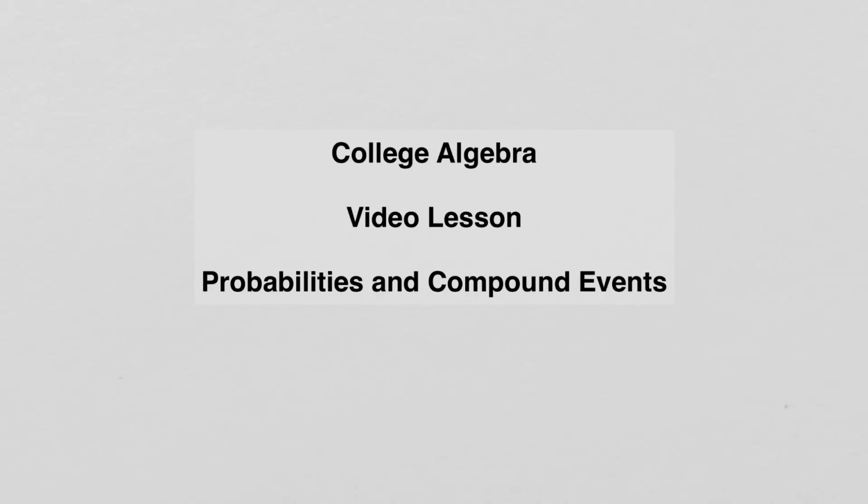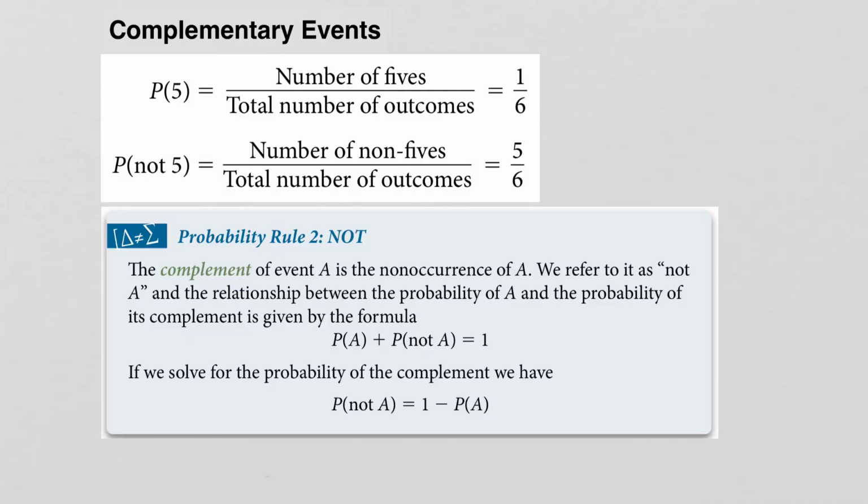Probabilities and compound events. Let's first take a look at complementary events. Suppose we look at rolling a die and we count the number of spots on the die. The probability of rolling a 5 is the number of 5s divided by the total number of outcomes, and we know that this is 1 out of 6.